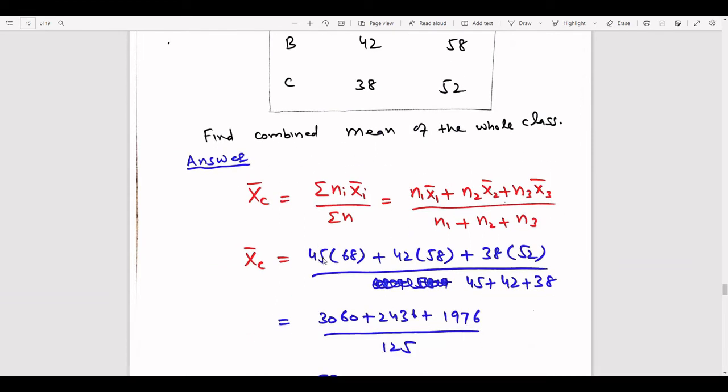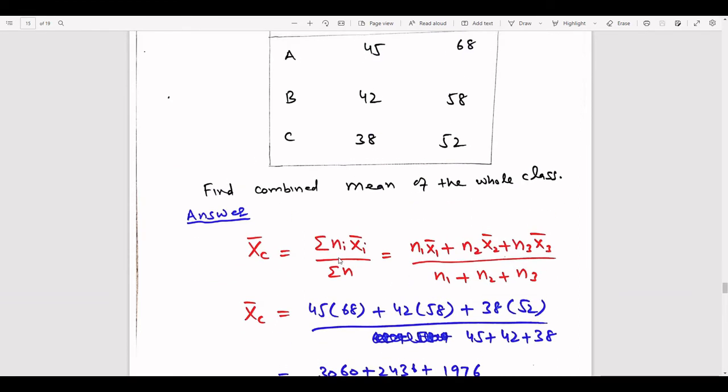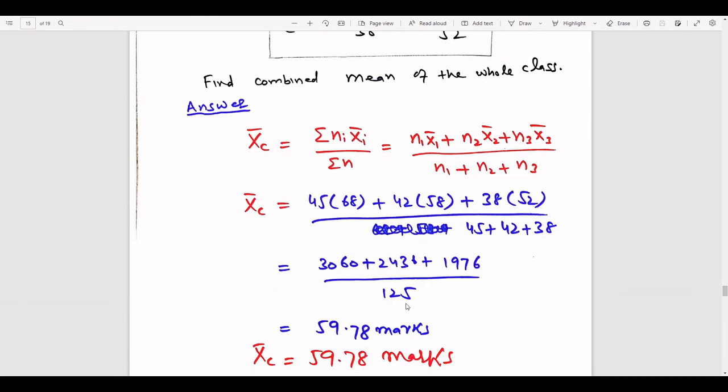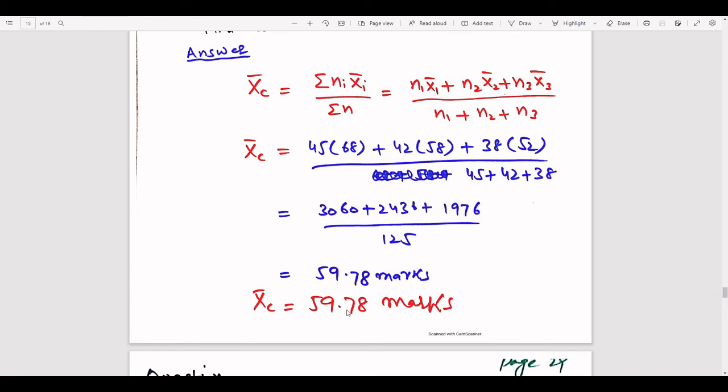X bar c is 45 into 68 plus 42 into 58 plus 38 into 52, over 45 plus 42 plus 38. The answer is 125 when we add up all these numbers of observations. And 3060 plus 2436 plus 1976, adding up all these numbers divided by 125, the answer is 59.78. So here the combined mean is 59.78.